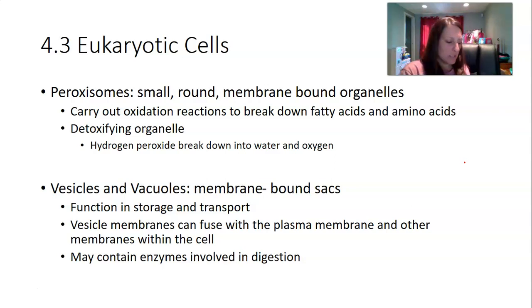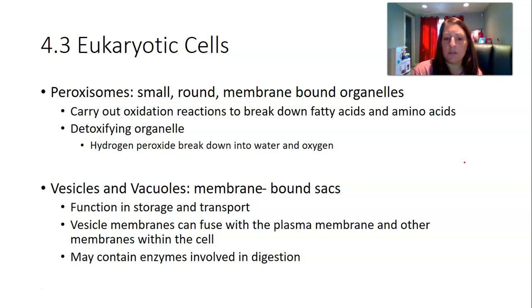Okay, so after peroxisomes, we're going to talk about vesicles and vacuoles. These are going to be membrane-bound sacs, usually round and small as well. And their job can be a plethora of different things. They might function in storage, so they may store cellular components that can be used later. They might be involved in transport, so bringing stuff in from the membrane, moving stuff between organelles, or carrying stuff out to the membrane. Those would be vesicles or vacuoles that would be responsible for that.